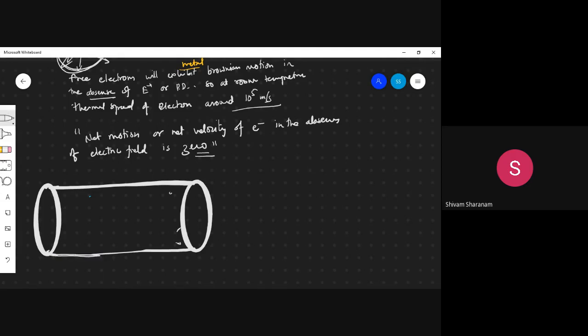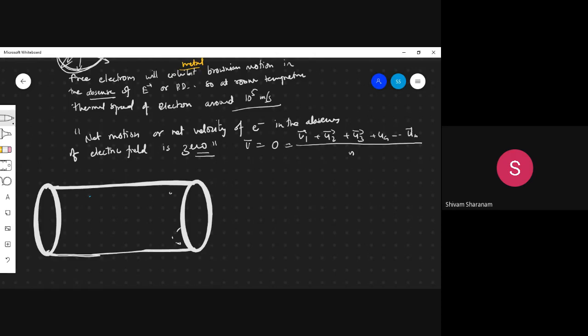Now let's say each electron has a different velocity: U1 plus U2 plus U3 plus U4 till UN. When you add them all and divide, what will be their average velocity? 0. Average velocity will be how much? 0, right? This is what we know in the absence of an electric field.